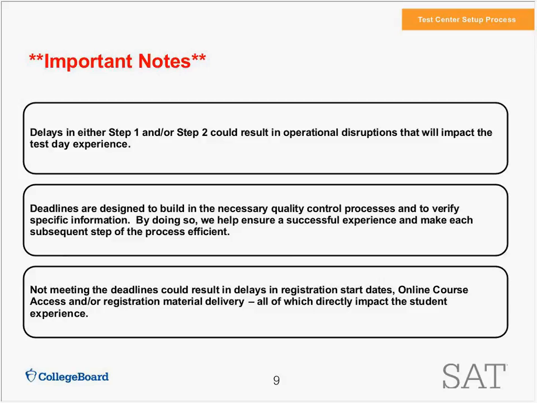We've built in time in the process to have a lot of quality control built in to make sure that we're verifying information, that you're going to get the right materials, and that's why the deadlines are as far out as they are. But it's important that they are. Like I said, we need to do the quality control. We want to make sure that your students are having the best experience, so it is important that you're following those deadlines. And if you don't meet a deadline, it could delay either the registration process, the online course access, or the delivery of materials, and ultimately that impacts the students.